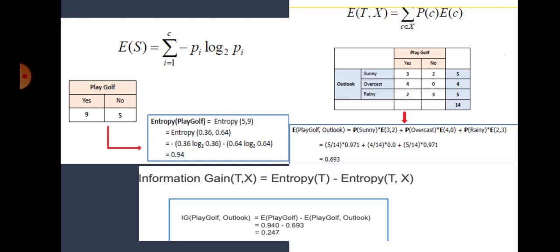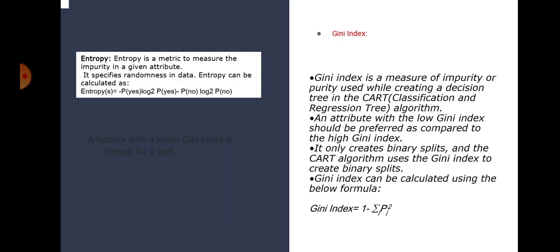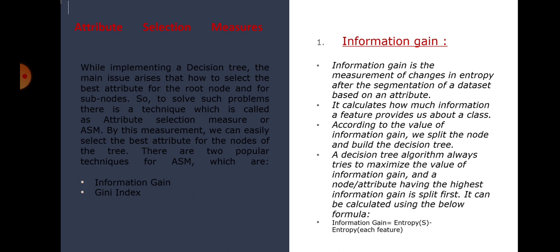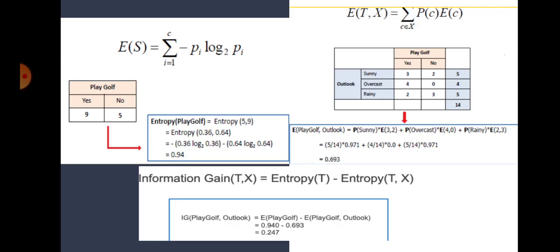Now to calculate the entropy, if we are talking only for play golf, I told you that information gain is equal to entropy S minus entropy of each feature. Entropy S means entropy of play golf. This is the data we had, and in this data the question was there, and the table was given, and from that table I have taken the instances just to tell you how to calculate. In that table, total play golf instances for yes was 9 and for no was 5. So entropy, because we have our formula: minus p no log 2 p no, minus p yes log 2 p yes.